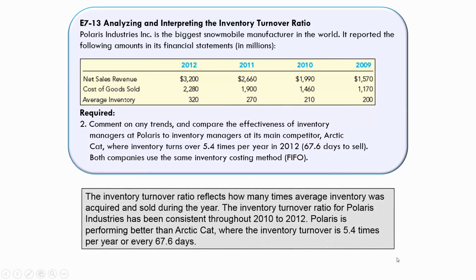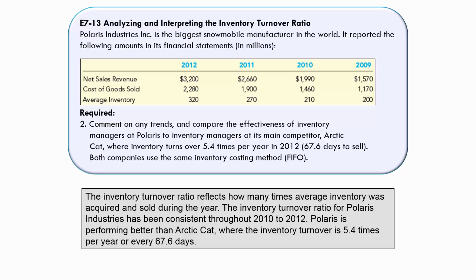So how do they comment on it? The inventory turnover ratio reflects how many times average inventory was acquired and sold. The turnover ratio has been consistent, and Polaris is performing better than Arctic Cat, where the inventory turnover is 5.4 times per year, or every 67.6 days. So in this one, you're comparing Polaris to Arctic Cat, and they give us the number for Arctic Cat, and you make a comparison.